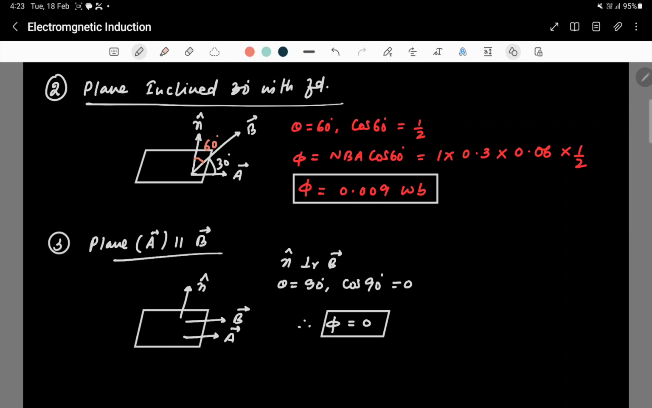So what we have studied today? Magnetic flux. Clear? Yes, sir. Inshallah, the next day I will explain another topic. Okay? Thank you so much.